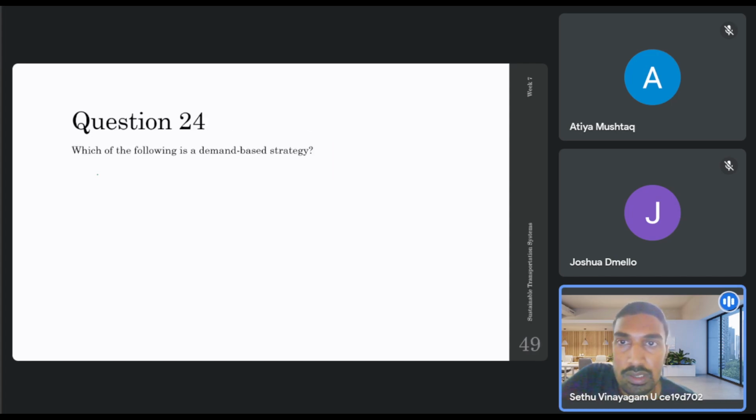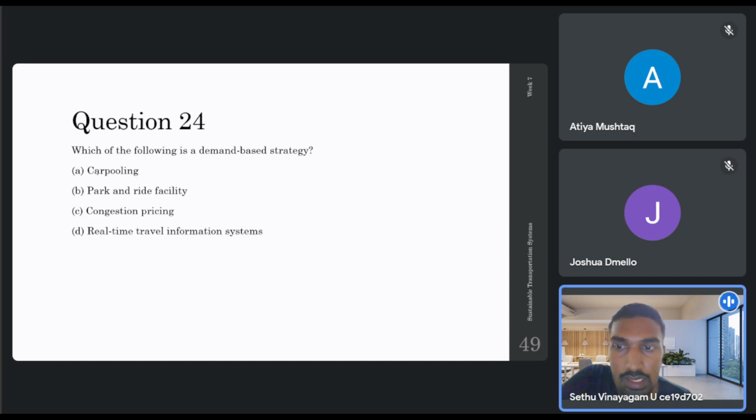Okay, question number 24 is which of the following is a demand based strategy. So option A, carpooling. Option B, park and ride facility. Option C is congestion pricing, and option D, real-time travel information systems.